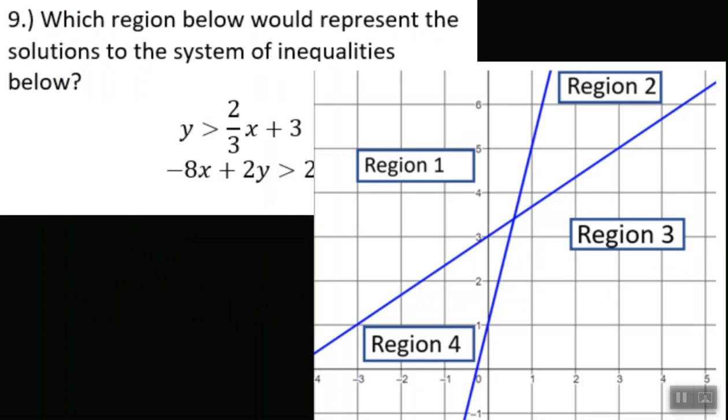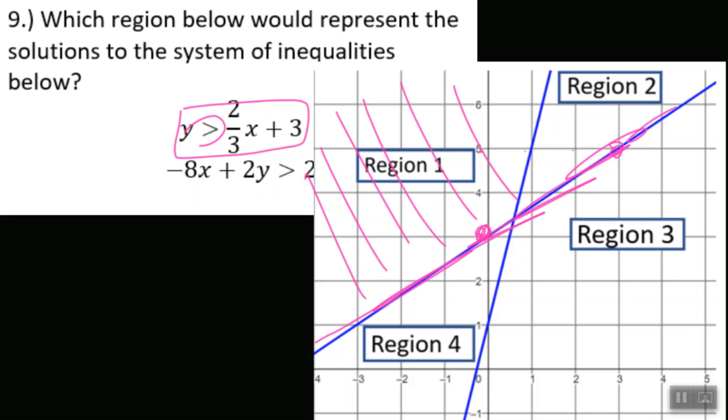Okay, for number 9, it says, which region below would represent the solution to the system of inequalities below? Well, guys, let's just go ahead and put this one in purple. We see here is our positive 3, and if we went up 1, 2, and to the right 1, 2, 3. Okay, so this is my line in purple, and notice it's saying greater than, so we will shade everything that is greater than that line.